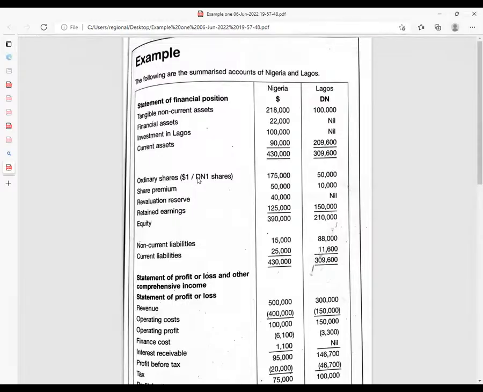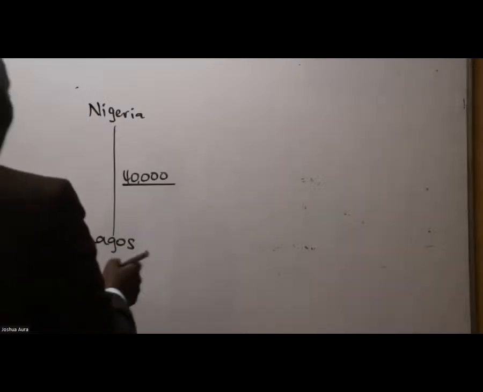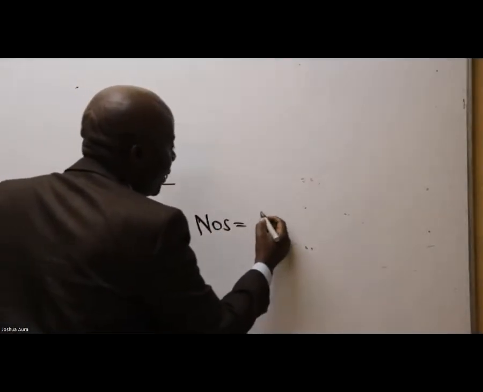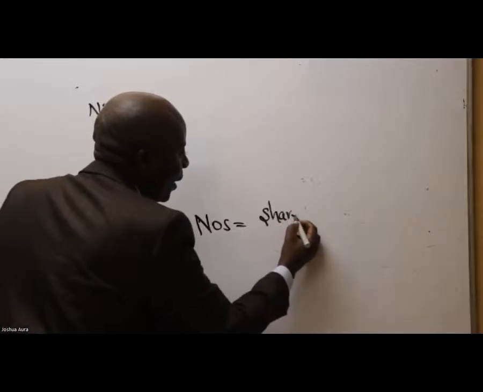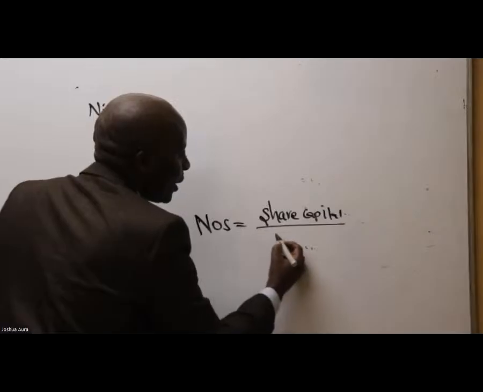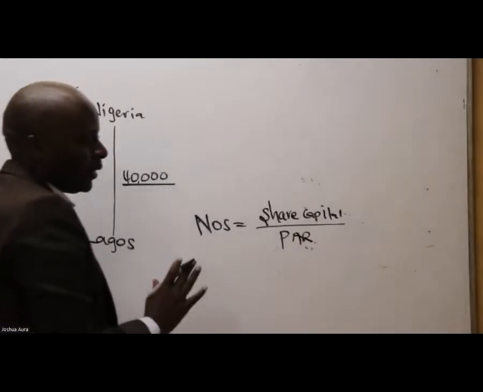So remember, to get the number of ordinary shares, we normally take the share capital. Like now, you can see the share capital of Lagos is 50,000. Anytime you want to get the number of ordinary shares, my good students, you always take the share capital given, and then you divide this by the par value given there by the side.